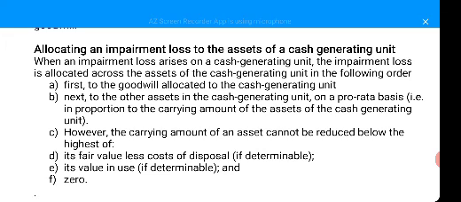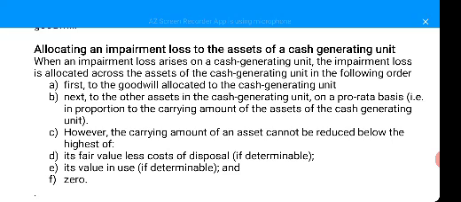That means the recovery amount is now lower. We said the first thing that you must write off is the goodwill. So you write off the goodwill first. Then next, to the other assets in the cash generating unit on a pro rata basis. That means after you remove the goodwill, the next thing is to prorate it.